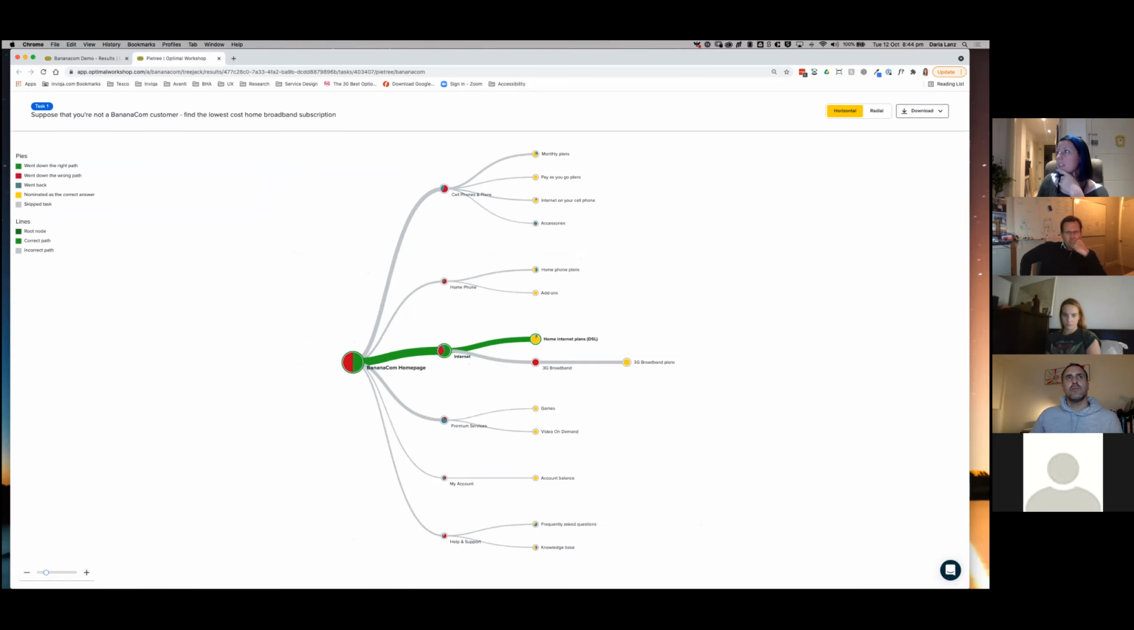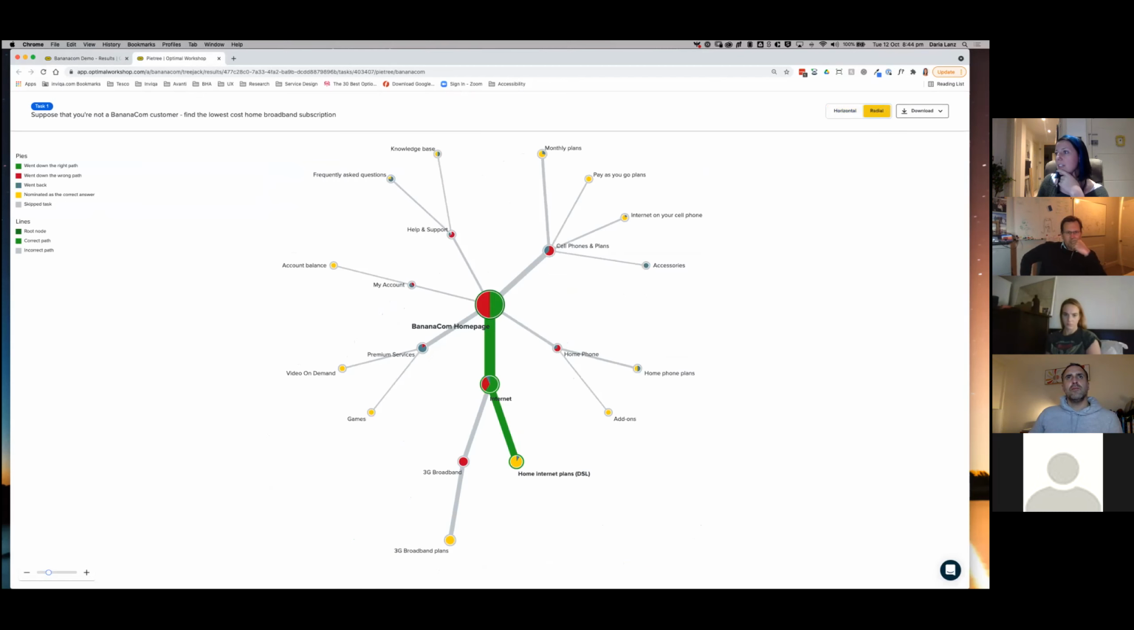So I can see it in a few different ways. Here's where we start. I can see that 50% took the correct path. They went to the internet category and then they went to home internet plans. That was the correct path. But 33% of them moved on to the wrong path.